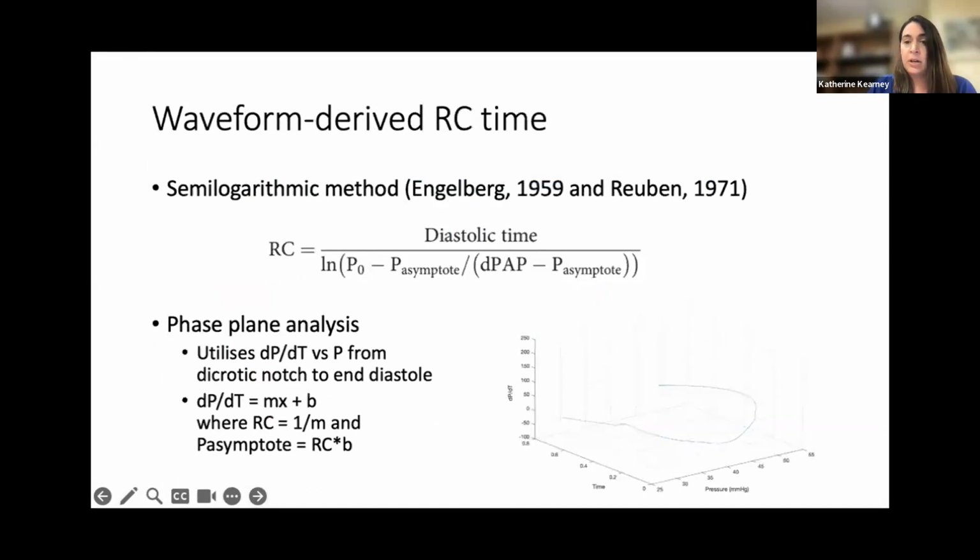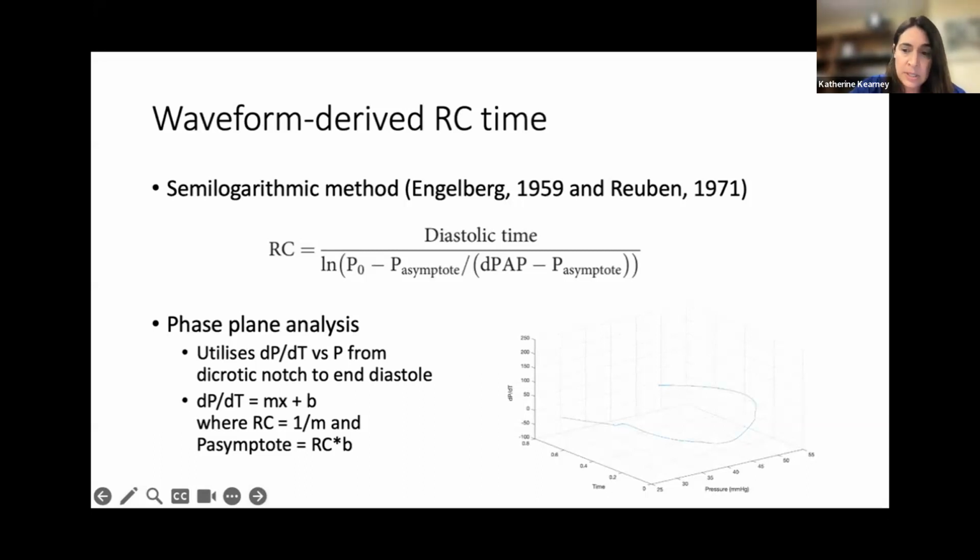So how might we explore this in a way that does not utilize the empirical equation calculation of PAC that we know may overestimate its true value? Alternative methods of calculating RC time have been described. In fact, the first time it was calculated from the waveform was in 1959, using the semi-logarithmic method described in this equation. This has been used both in basic and in human models. RC time using the semi-logarithmic method is calculated using the wedge pressure or LVEDP when available as P asymptote, and this allows calculation of PVR as well. PAC is then calculated as RC time over PVR ratio.